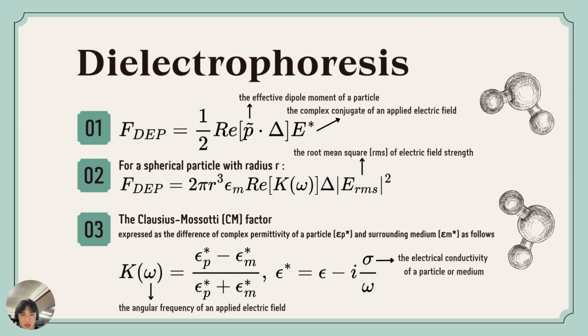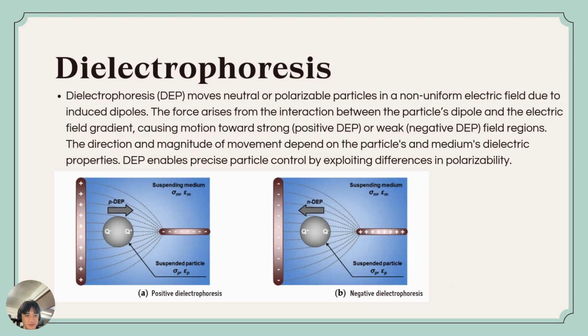Okay, the CM factor. As you can see in the PowerPoint, if the real part of the CM factor is more than zero, the DEP force is more than zero too. If it's more than zero, the particle moves toward a strong electric field region, experiencing positive DEP. Okay, positive DEP. It's the left part of the picture, PDEP.